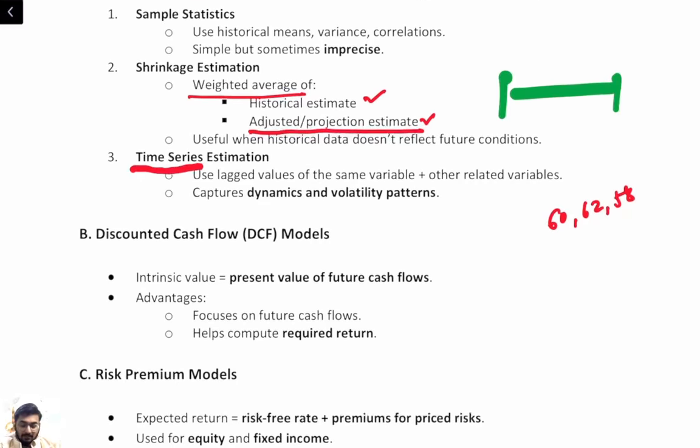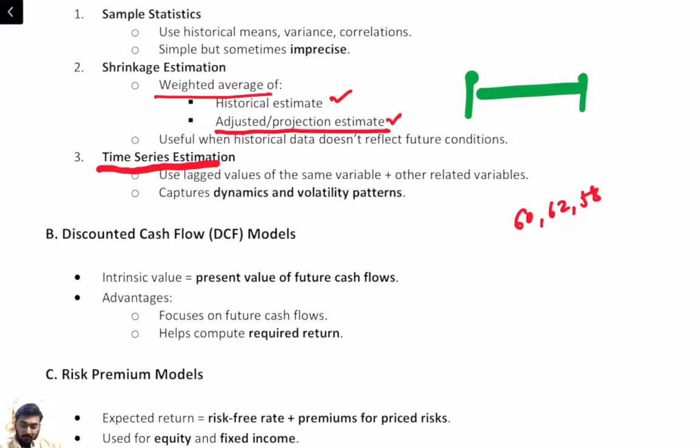Third one is time series estimation. Basically here we forecast using the past pattern and the trend of the same variable. Use lagged values, meaning the past values of the same variable and some other related values as well. So basically over here we check how the variable behaved in the last month, how it behaved before that, and use that pattern to predict the next month.